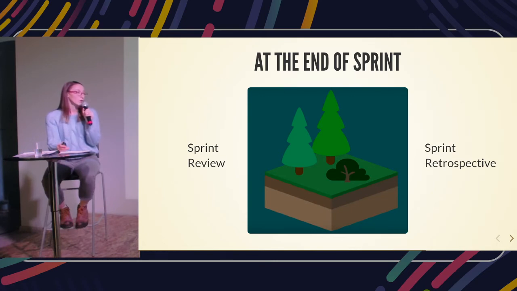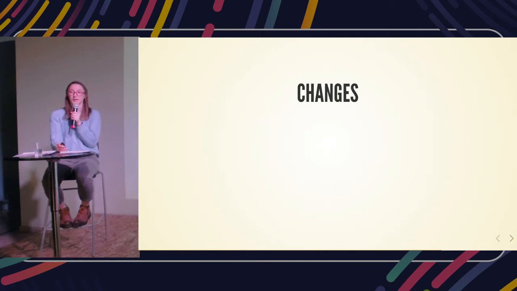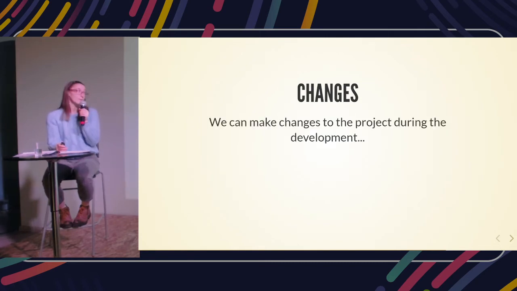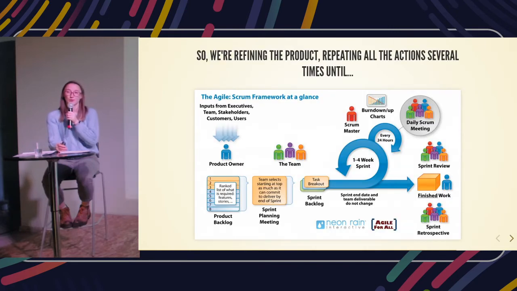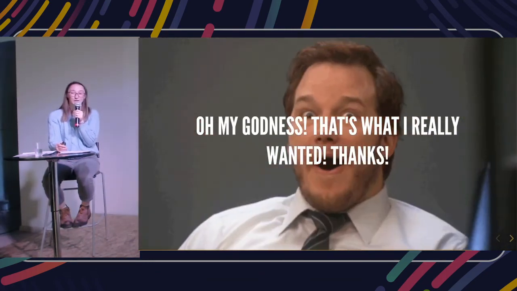Also, we gather our team for a sprint review and sprint retrospective. To evaluate the efficiency and performance in the previous sprint, predict the expected performance in the next sprint, and identify some problems, etc. It's worth noting that we can also make changes to the project during the development, but these changes should be directly related to the current product. For example, if our customer asks us to build a mansion in the forest, we will have to refuse it because Scrum is not multitasking. So we will improve our product until our customer says, yes, it's what I really want.